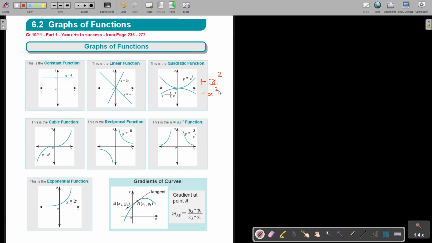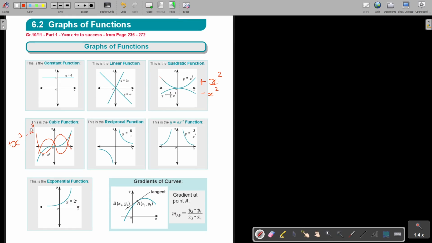And then a cubic function, that will be x to the power of 3. Now, if it's the basic one, otherwise it will go like this. And again, if it's positive, then it will first go with a positive gradient. And if it's negative, then it will first go negative. So then it's negative x to the power of 3.